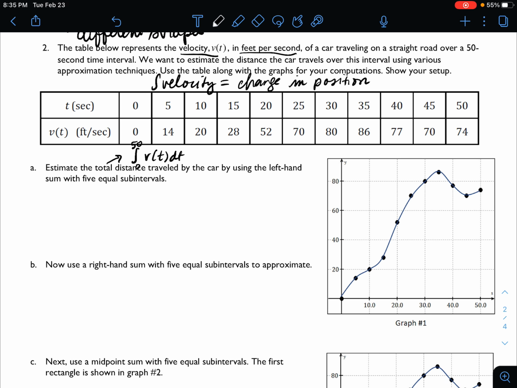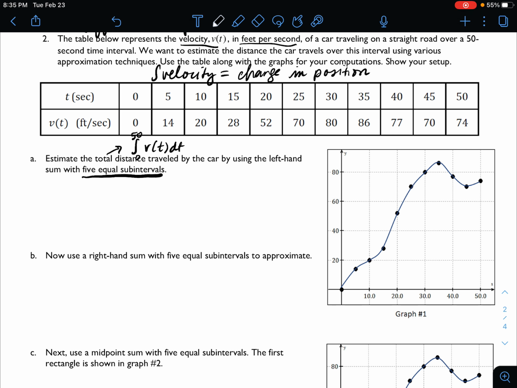So the first thing we want to do is it tells us to use 5 equal subintervals. So we're going to use delta x equals our right endpoint, 50, minus our left endpoint, 0, divided by 5. So each rectangle will have a width of 10. Let's go ahead and draw this on our graph. We're going to do a left-hand sum. So my first rectangle will go from 0 to 10. But my height is the left endpoint, which is just 0. So it actually doesn't have any area. Next, from 10 to 20, my left endpoint will be at f of 10, which is that 20.